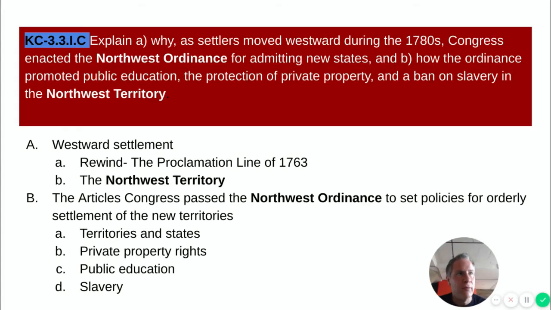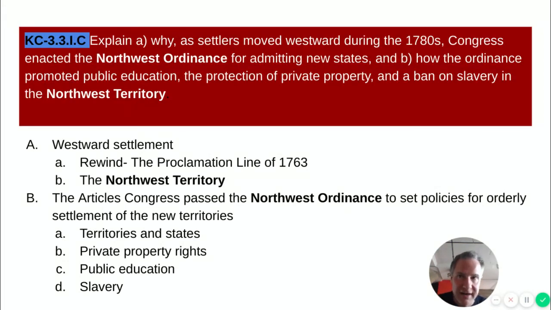Third, they required that when Section 16 of each territory was sold, the revenue for that went to establish public education in the territory. So public schools were mandated for all these new territories. That was something you didn't find in other states. And finally, there was a prohibition on slavery. The national government, for the very first time, said no slavery in the Northwest Territory. And it established the right of the Articles Congress and the national government to determine where slavery could exist.